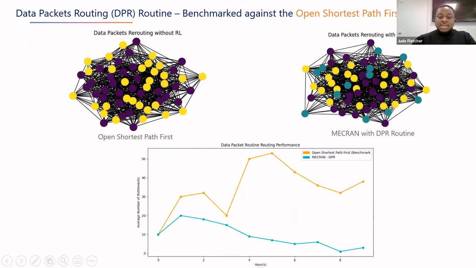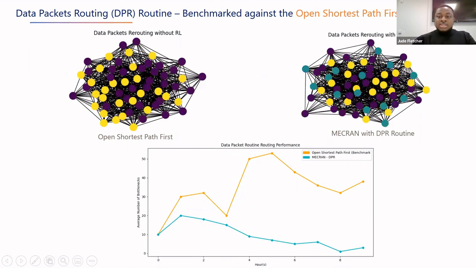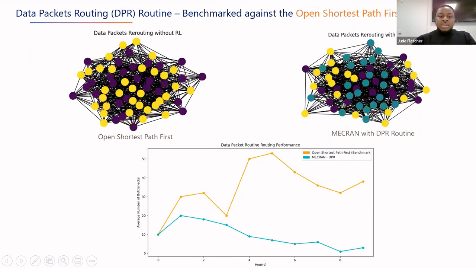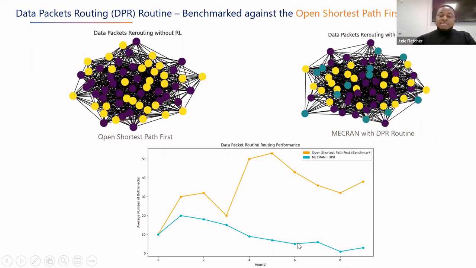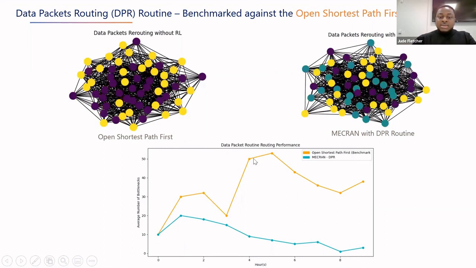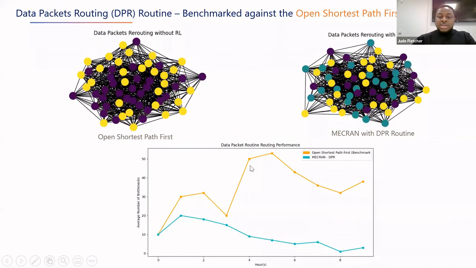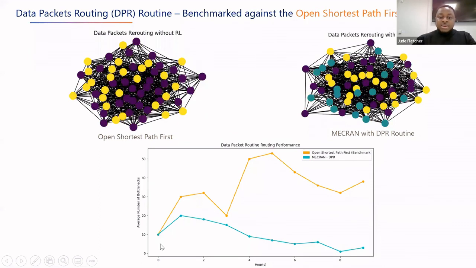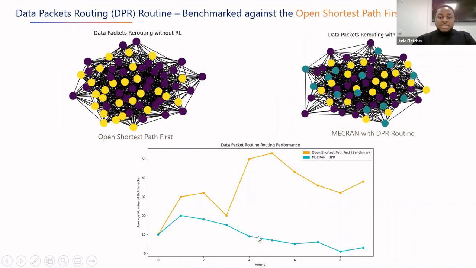Now, the result that you're seeing on the screen is at the bottom. You can see the x-axis is showing the number of hours it took to test the algorithm, and on the y-axis, you can see the average number of bottlenecks that actually happened. You can see that. So this being the current existing strategy for routing algorithms, you can see that our Mecran DPR has reduced the bottleneck by far over time.